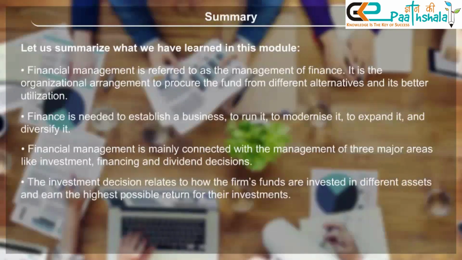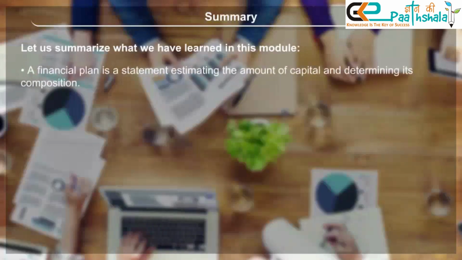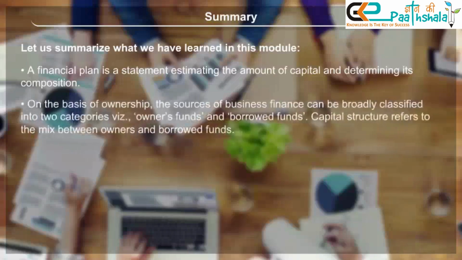The investment decision relates to how the firm's funds are invested in different assets to earn the highest possible return for their investments. Dividend is the portion of profit distributed to shareholders. A financial plan is a statement estimating the amount of capital and determining its composition. On the basis of ownership, the sources of business finance can be broadly classified into two categories, viz., owners' funds and borrowed funds. Capital structure refers to the mix between owners and borrowed funds.